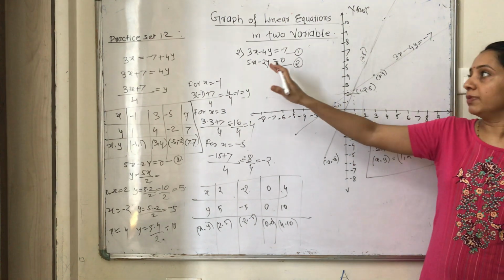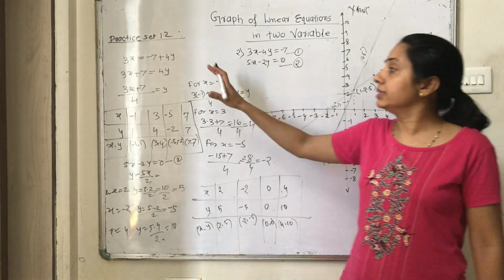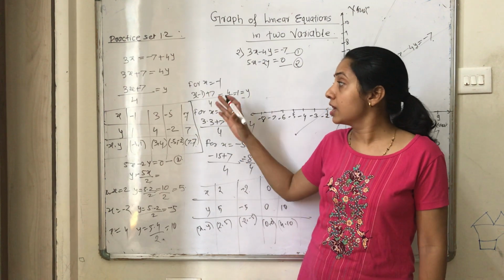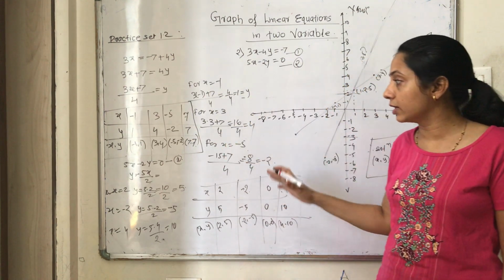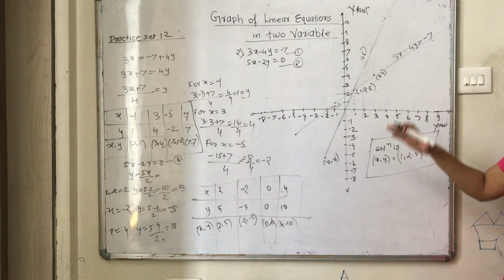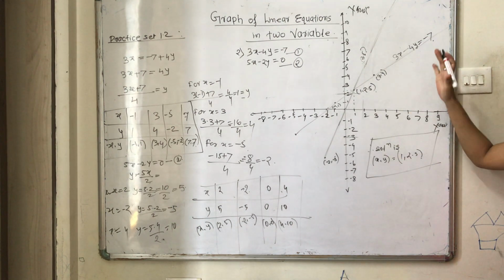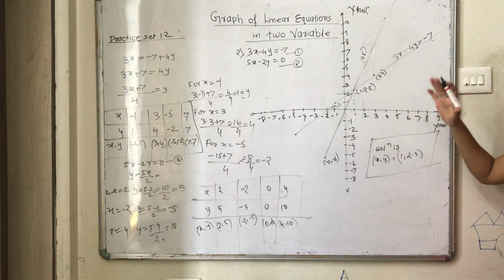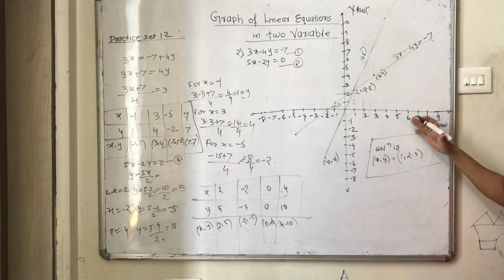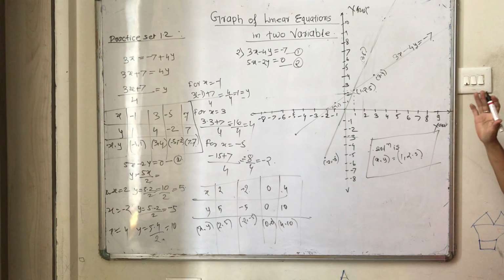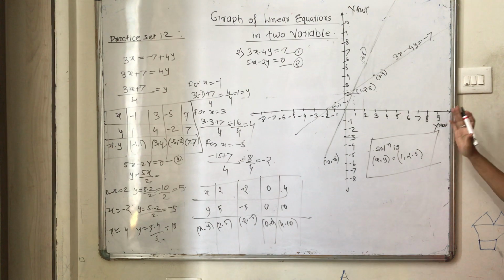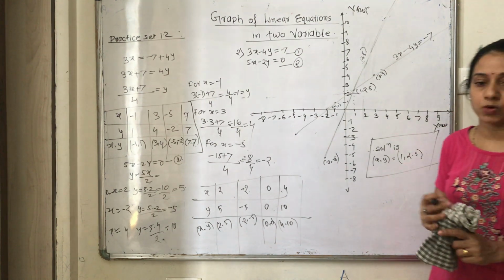So what we have to do? First of all, we have to write the equation. Then we have to find out the ordered pairs for both the equations. Then according to the pairs, we have to plot the lines. After that, we have to find out where the two lines intersect, and that point is the solution of the equations. Okay, so we'll take the next problem.